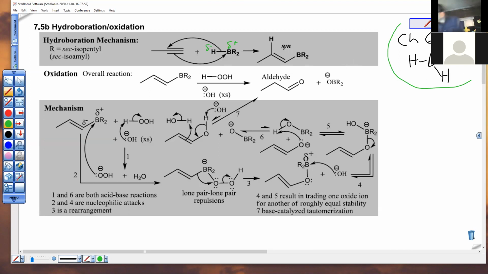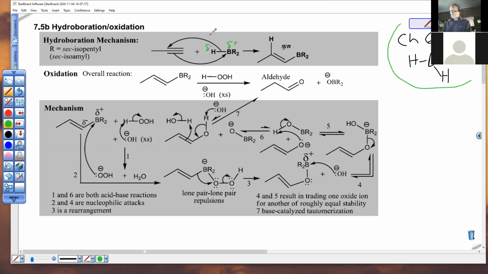And why are the new groups on the same side of the alkene? Why are they syn to each other? The answer is both of these bonds happened at the same time. There was no triangle. There was no backside attack. Therefore, both at the same time gives syn.